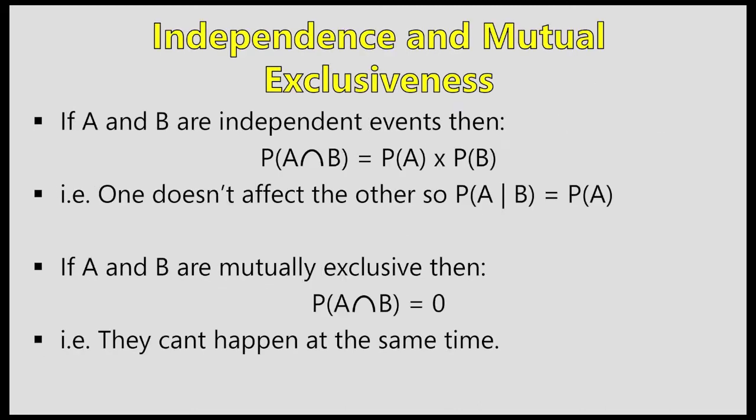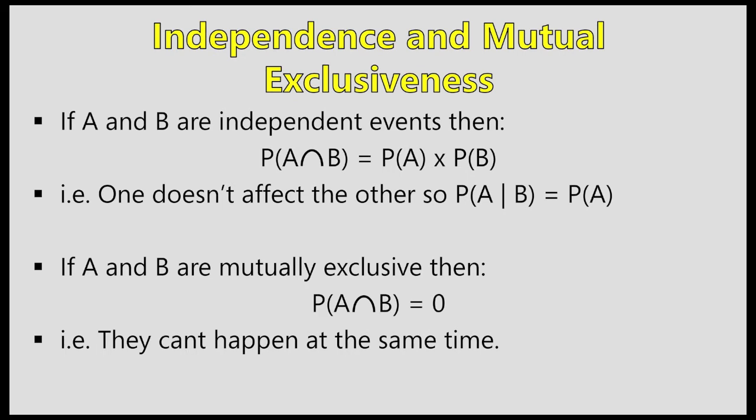Independence and mutual exclusiveness. No one likes this. If A and B are independent, then the probability of A and B equals the probability of A times the probability of B. It's really that simple. One doesn't affect the other. So the probability of A given B is just the probability of A.